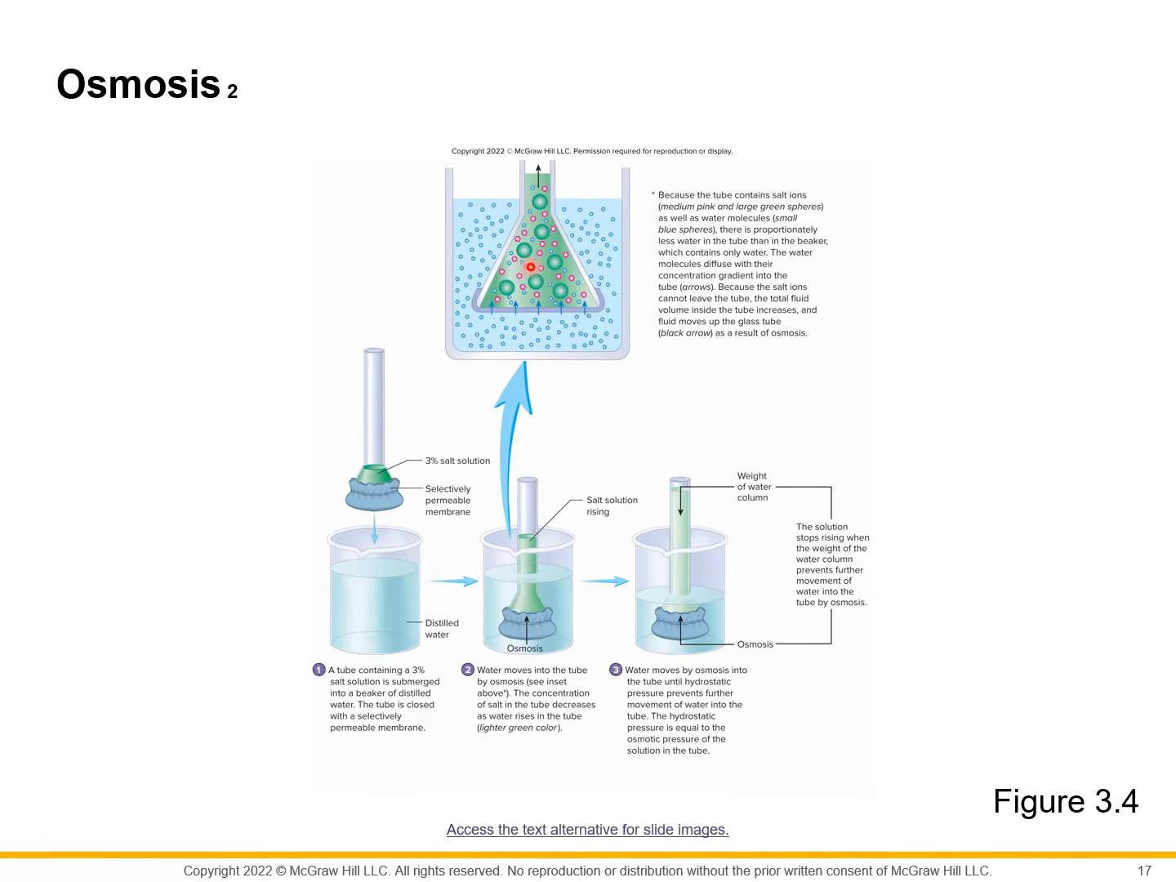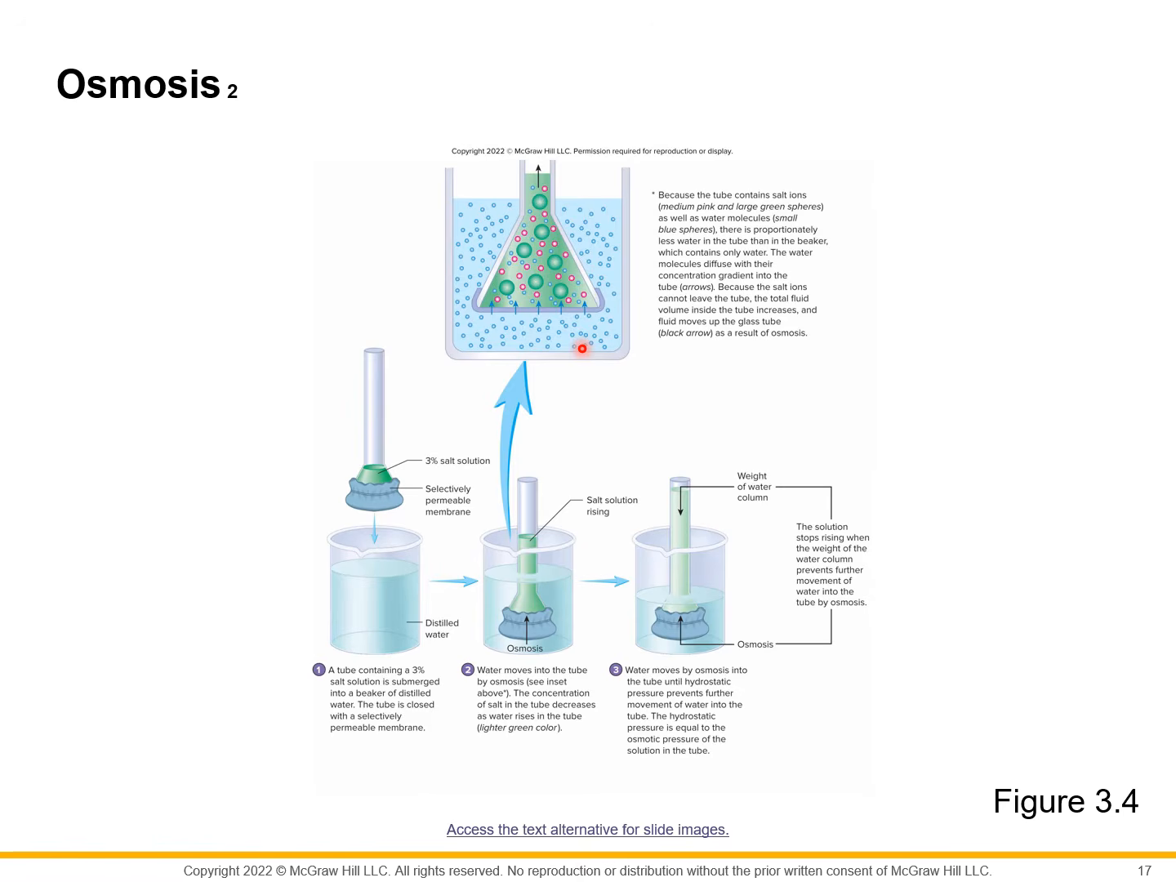As you can see, there are very large salt particles that look like green spears, and there are medium-sized salt particles represented by the pink spears. They don't fit through the holes of the selectively permeable membrane. But what else are we noticing here? The water molecules fit through the holes of the selectively permeable membrane, so they can pass through. They could enter the container, but the salt particles on the inside can't exit the container.